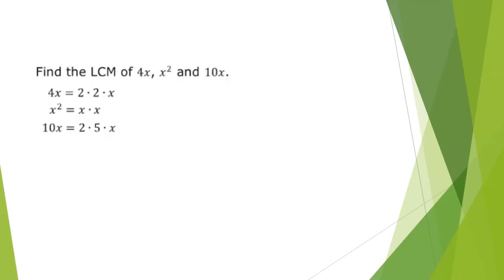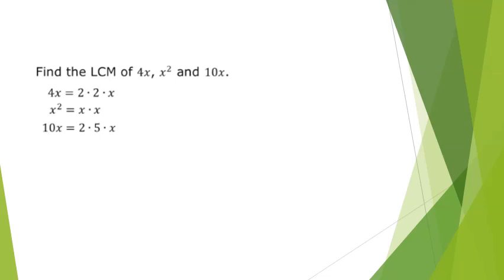Okay, so here we're finding the least common multiple of 4x, x squared, and 10x. Let's list all of our terms. So we have 4x, we're going to list that. We're going to list x squared, and then we're going to list 10x. First thing we want to do is find the least common multiple of 4x.